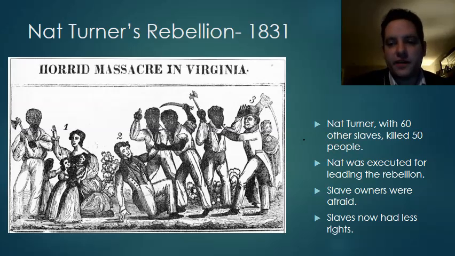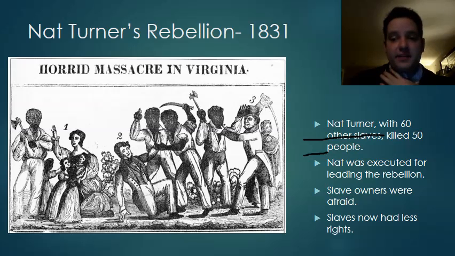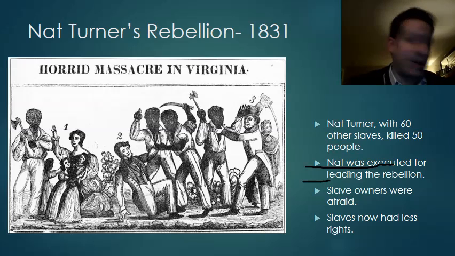But what happened was slave owners were really afraid. They were like, if this can happen with Nat Turner, where slaves revolt, rebel, get away, and they kill people, maybe I'll be next. So because of this, slaves, if they had any rights, if they could stay out until midnight, if their curfew was late, they didn't have a late curfew anymore. They had to be in bed by 5 p.m. And so they had less rights than they had before.